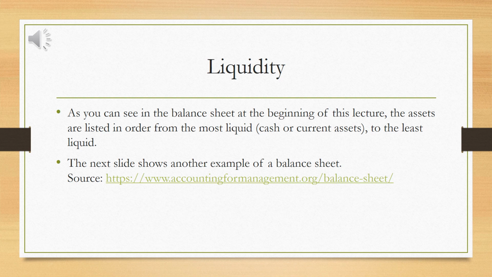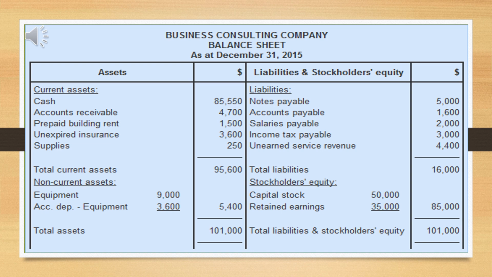The next slide shows another example of a balance sheet. Note that total liabilities equal $16,000. Total stockholders' equity equal $85,000. $16,000 plus $85,000 equals $101,000, which is the total assets. Thus, total assets are always equal total liabilities plus stockholders' equity, which is our accounting equation.